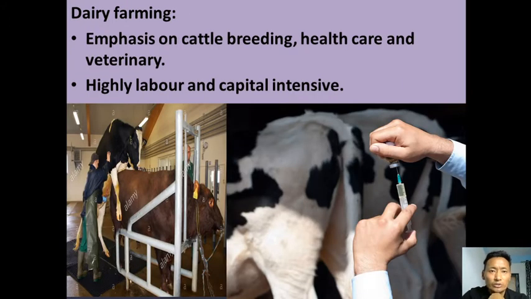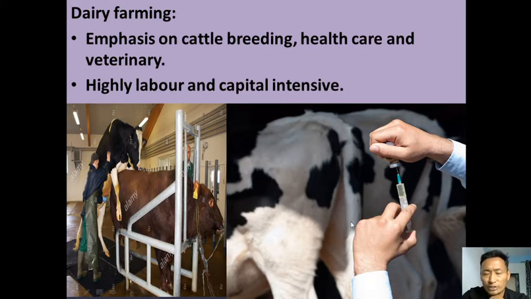The characteristics of dairy farming are that they emphasize cattle breeding. Cattle breeding means crossbreeding of male and female cattle in order to get better offspring. So this is cattle breeding.